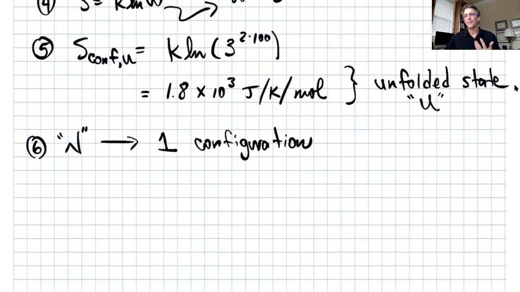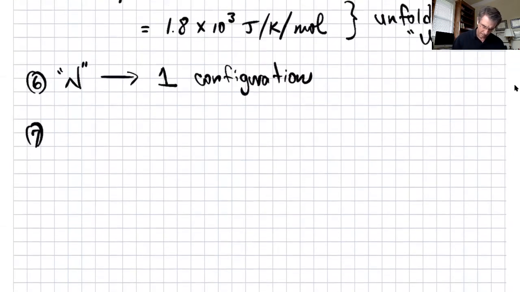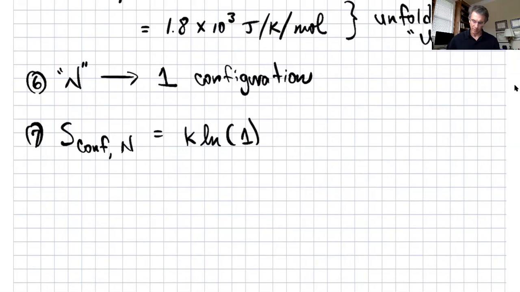Again, that's probably not completely true. There's certainly more flexibility for any real protein. It's not going to be a single completely unique state, but it's not a bad approximation in our toy model of what's going on here. Okay, so if that's the case, we can now calculate the configurational entropy for the native state, which is simply equal to k natural log of 1. We know what the natural log of 1 is. That's going to be 0.